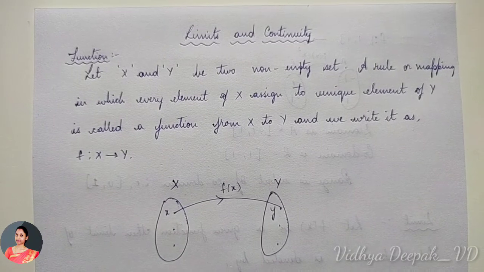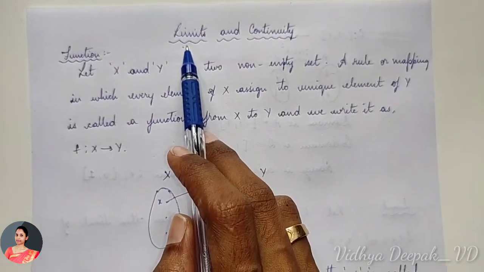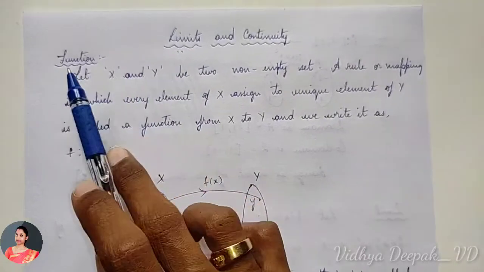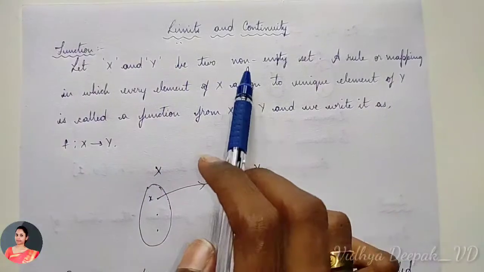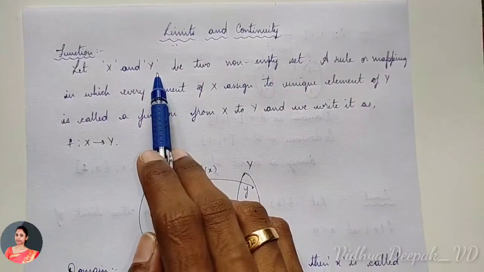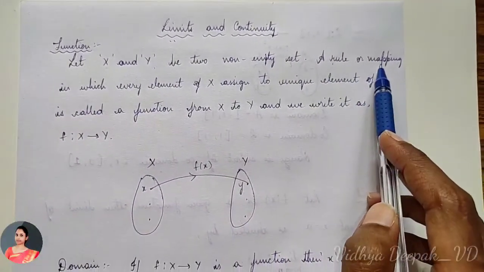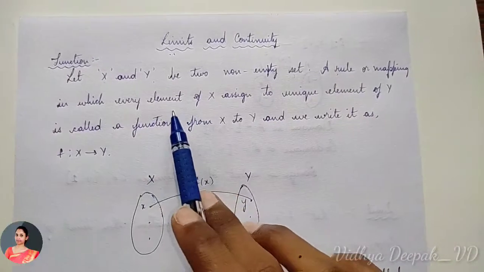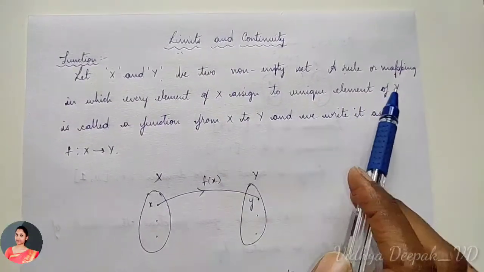Okay, let's see what is limits and continuity. So we'll start with what is limits. In order to know limits, we need to know what is a function first. So what is a function? Let x and y be two non-empty sets. So x is a set, y is a set, both are non-empty. And what is a function? A function is a rule or mapping in which every element of x is assigned to a unique element of y.